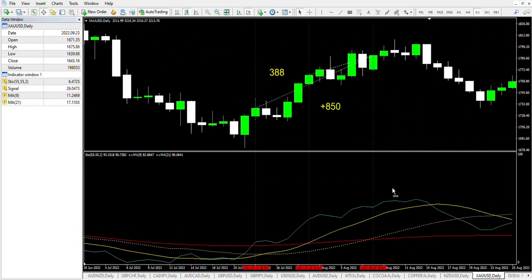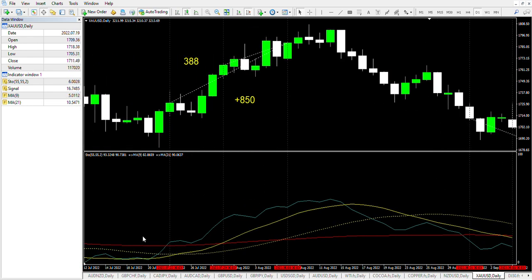So if we go back to the start here, the blue line has crossed over the red. The 9 and the 21 are still below the red. So we open a trade on this candle. And then when the 9 crosses over the red line, we could open another trade and close this trade. And then when the 21 crosses the red line, we close the last trade.